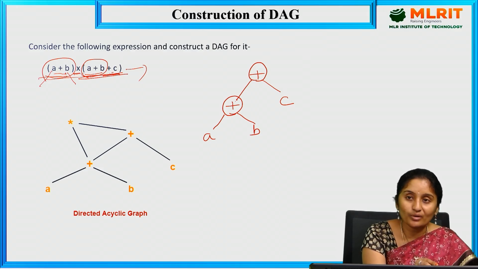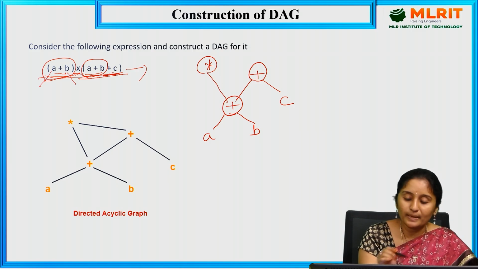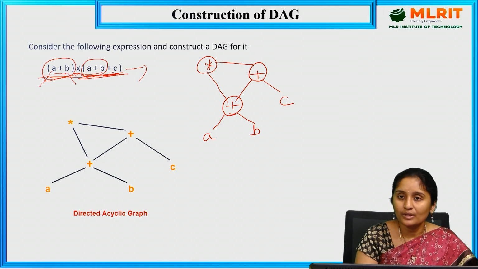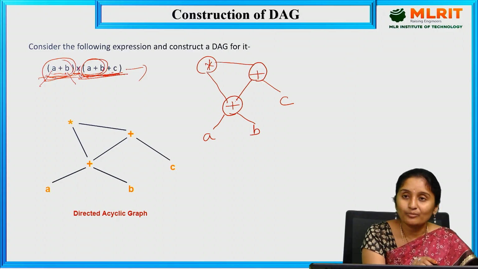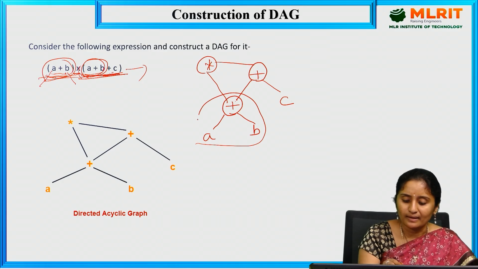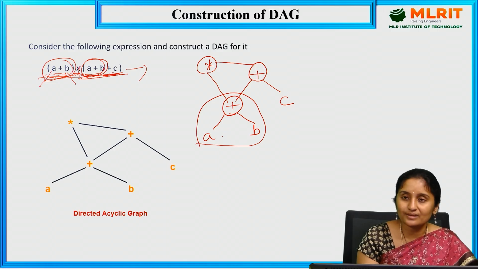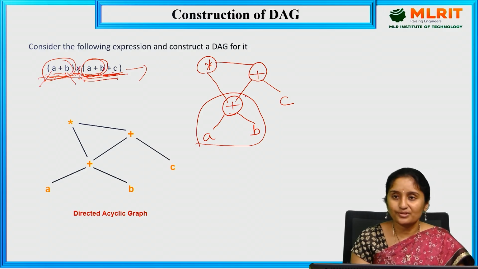In between this, what I am having? Multiplication. So the left hand side of multiplication, what I am having here? A plus B. And the right hand side of multiplication, I am having this one. So this is nothing but the construction of a DAG. Here the same statement is repeated 2 times, but I am going to use it only one time. See here, A plus B is repeated 2 times, but I am constructing a DAG only one time. I am constructing the tree one time, and I am using that for this one also. So this is the construction of a DAG.